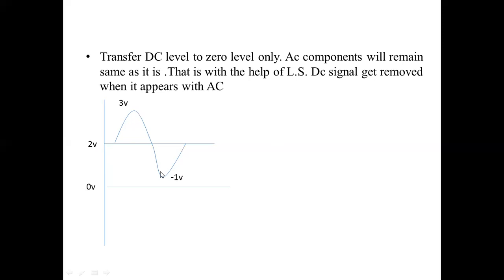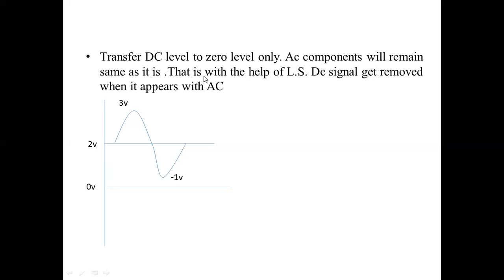Which one is the wrong one? So to keep our output ideal or correct, we have to measure this AC component with respect to the DC at the 0 level. Transfer the DC level to 0 level only. The AC component will remain the same as it is. What happens in this situation is that your DC component is shifted, and all the remaining components remain the same.